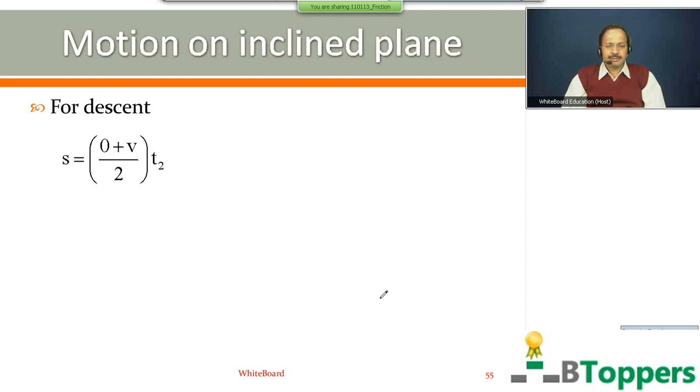For descent, again we use the same equations. Displacement equal to the average of initial and final velocities multiplied by the time interval. For descent, initial velocity at the highest position is 0, V is the magnitude of the final velocity when it returns to the bottom, and T2 is the time of descent. The magnitude of displacement for descent is the same as for ascent. So you can write S equal to V T2 by 2.